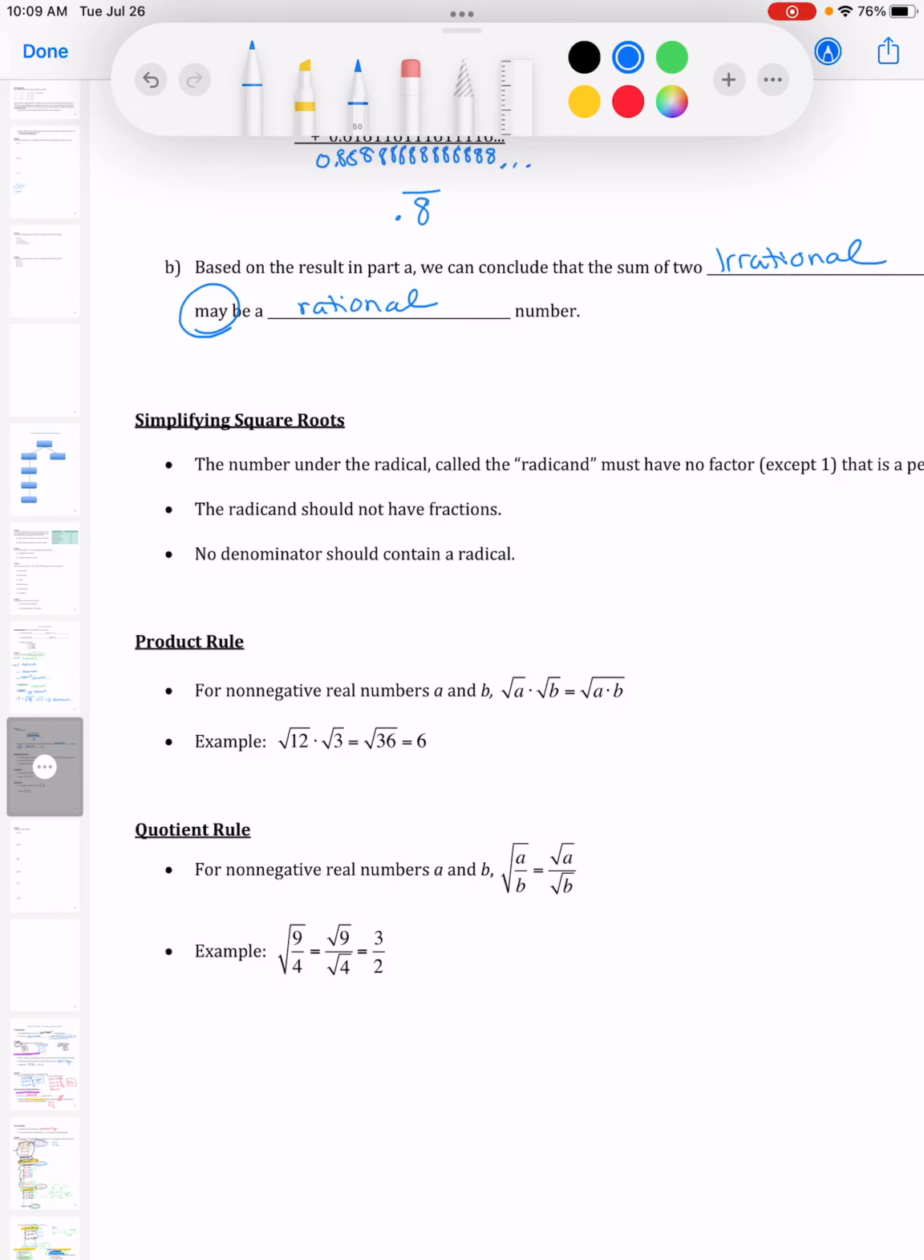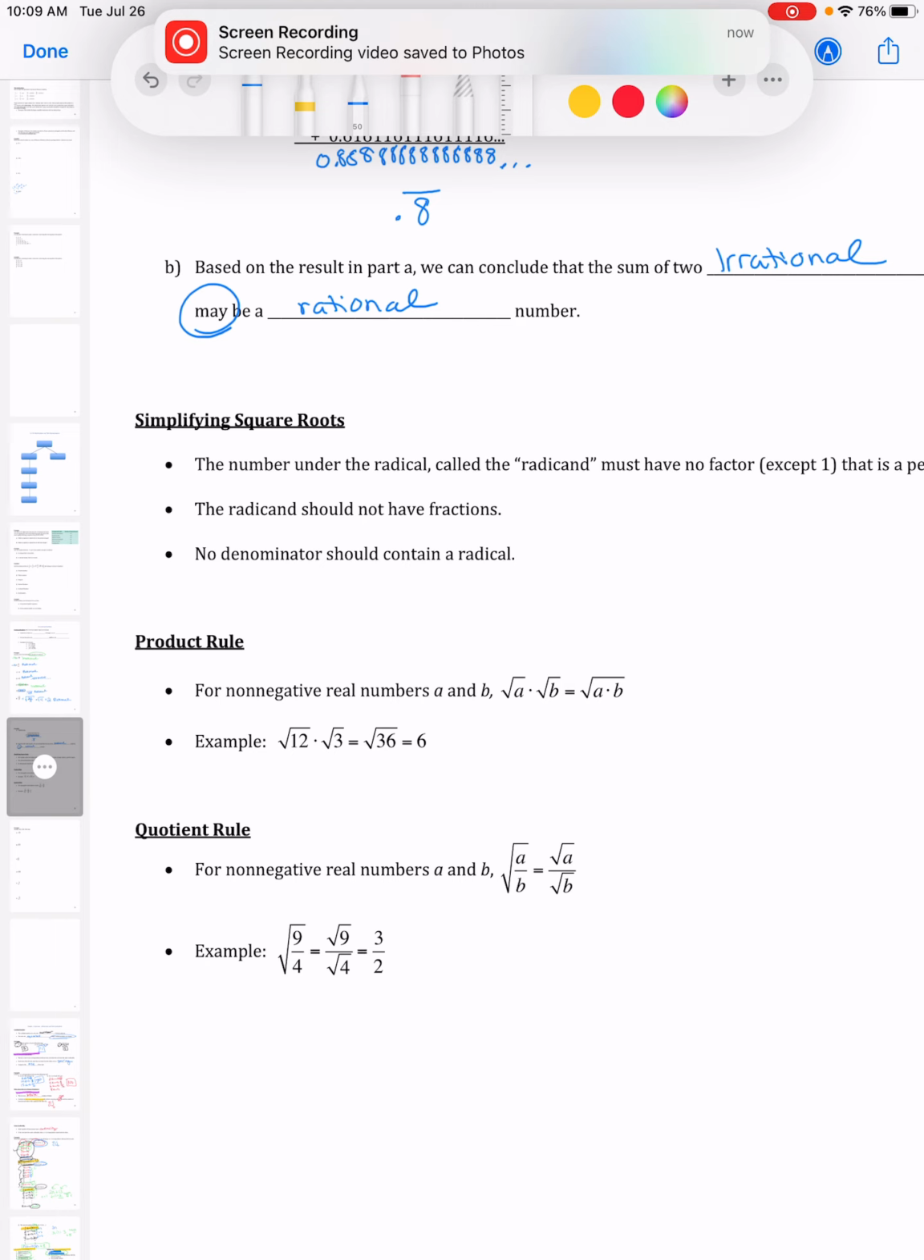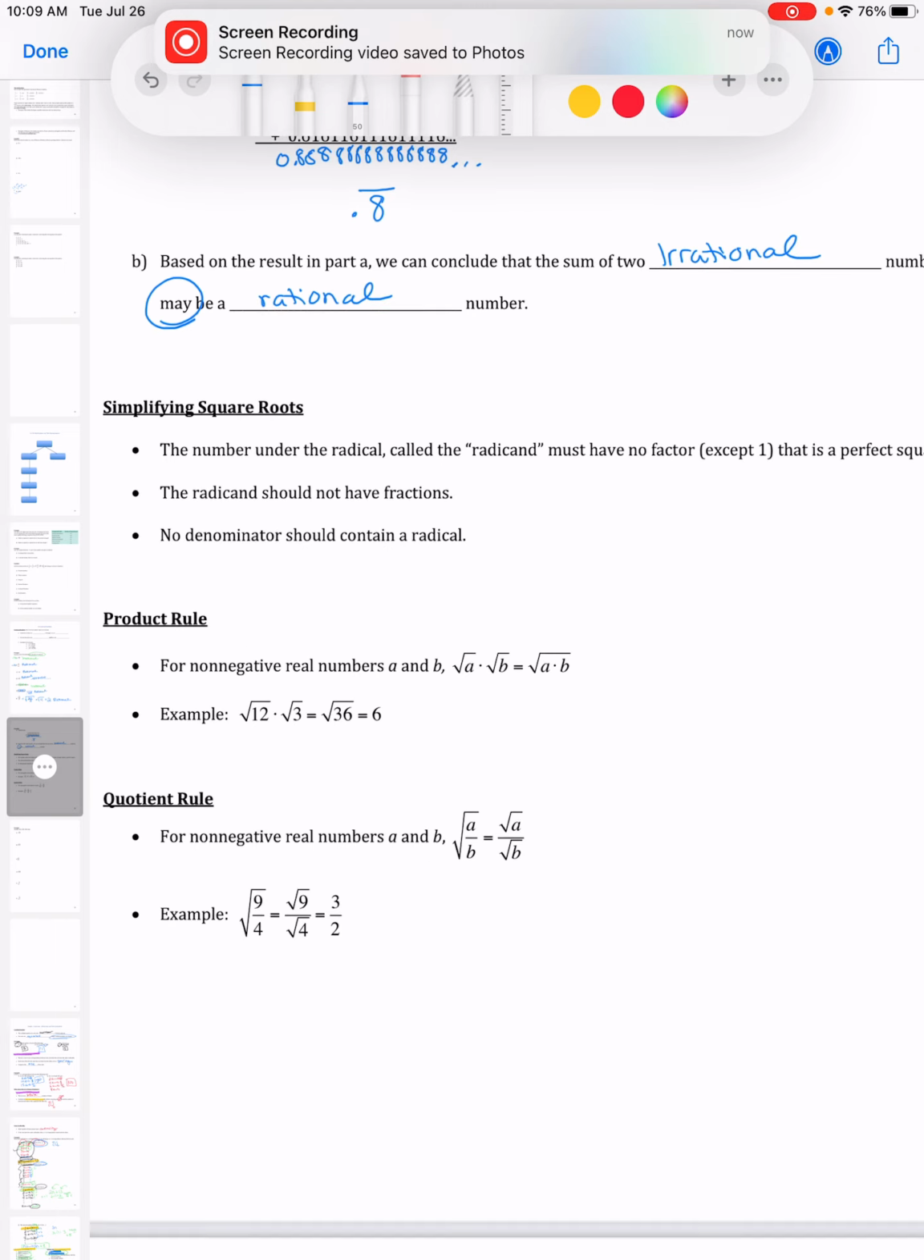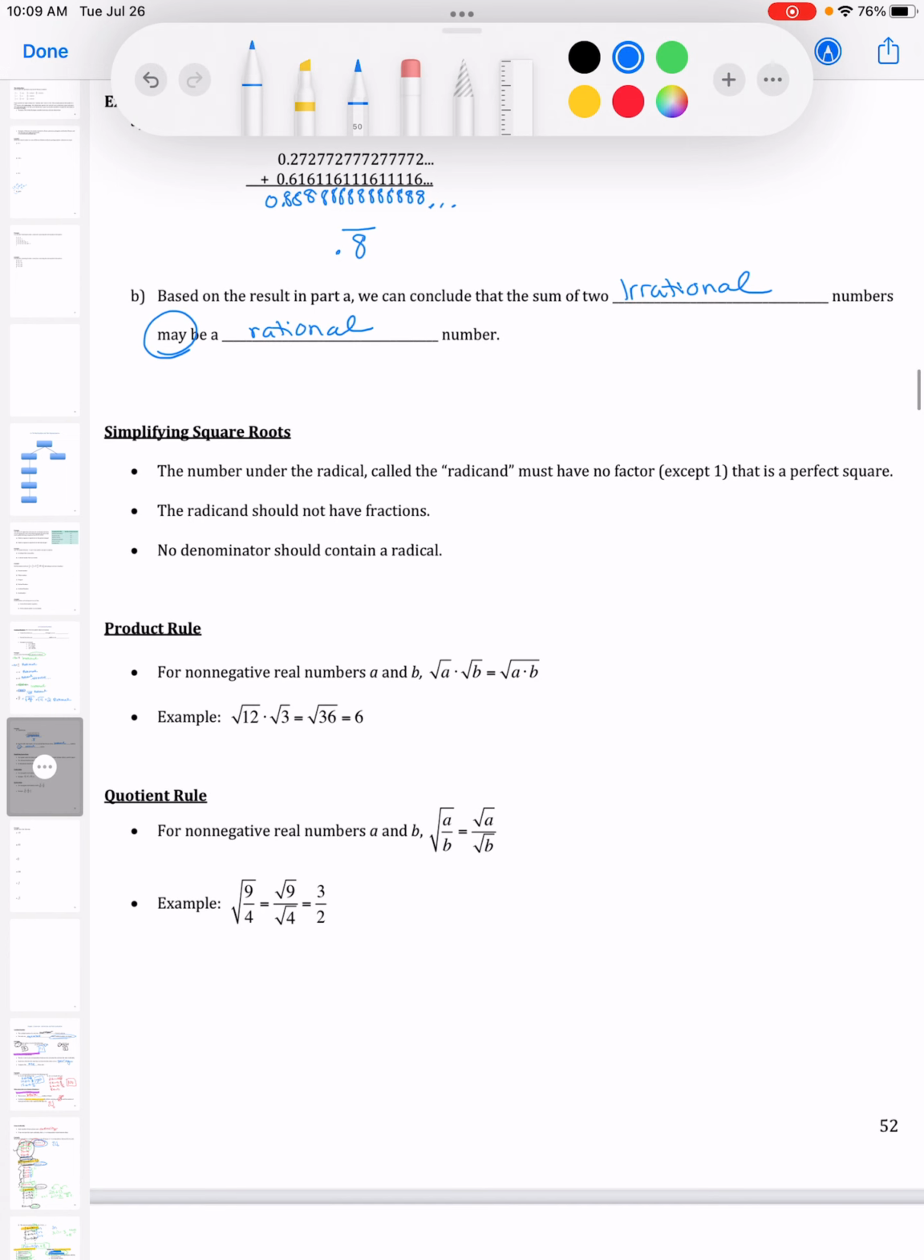So now that we've gone through labeling rational and irrational, let's get back to the square roots and work on those some more. So square roots, we can reduce down, and we don't want to have a perfect square left inside, basically. That's kind of what I've got written up here.